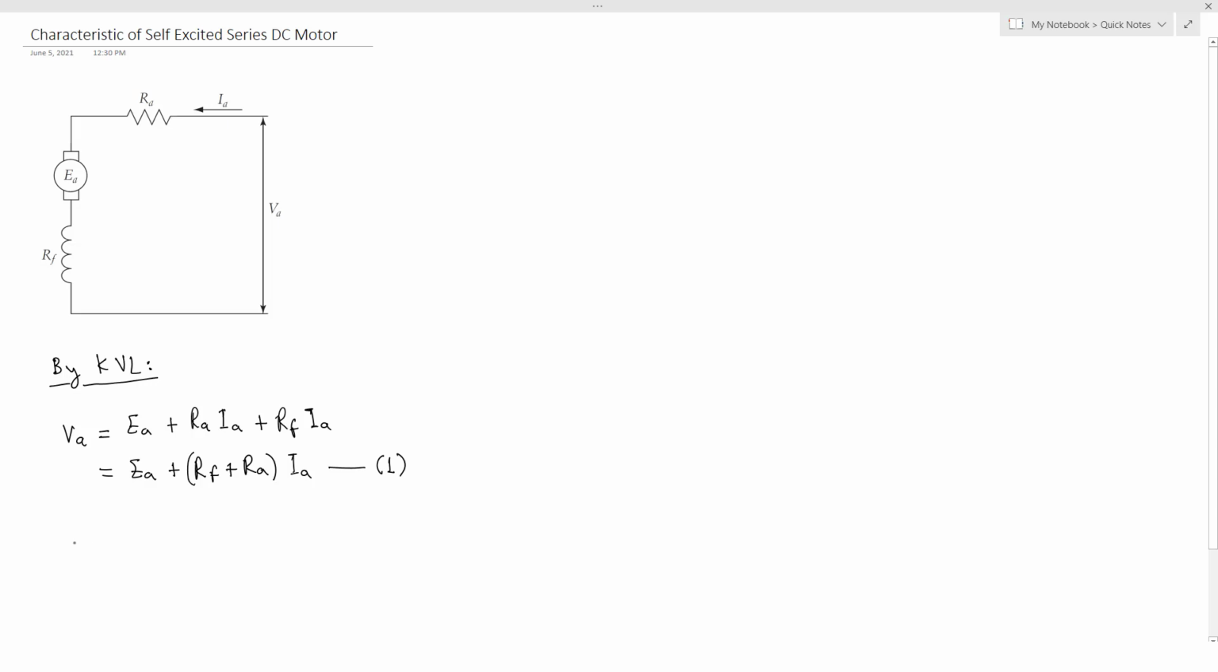Also we know that EA equals K phi omega, which is equation number 2. And the torque equals K phi IA, which is equation number 3.